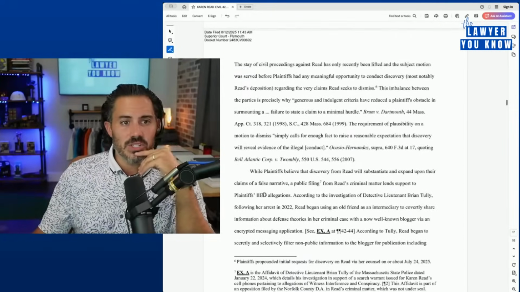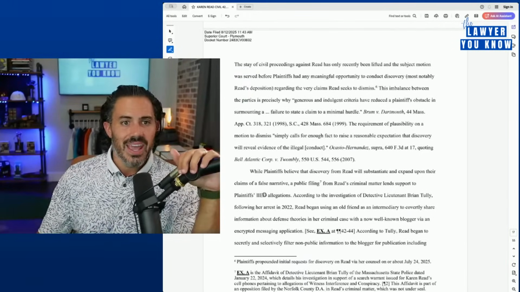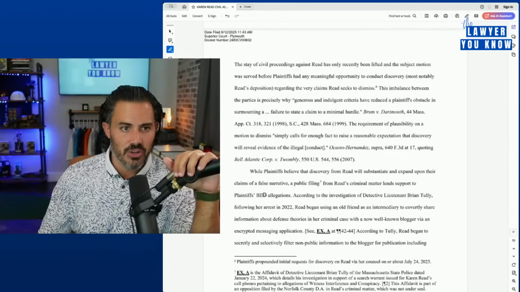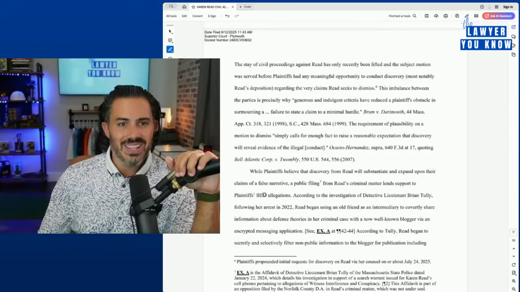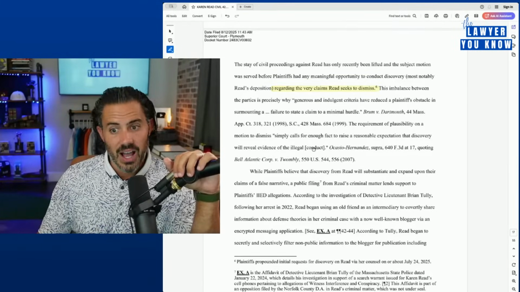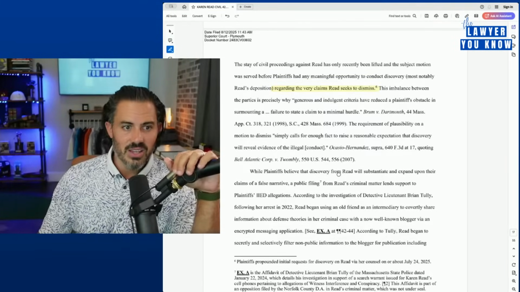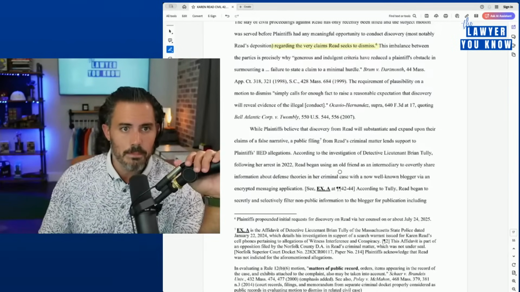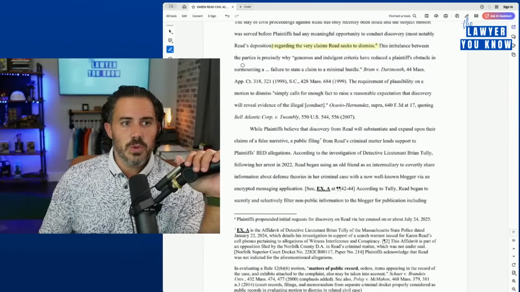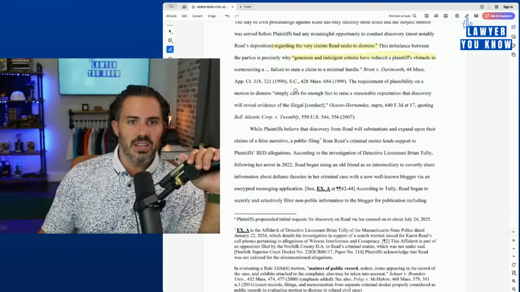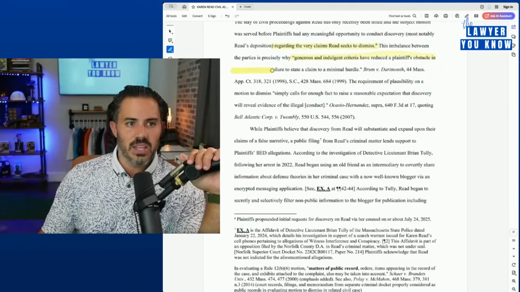The stay of civil proceedings against Reed has only recently been lifted, and the subject motion was served before plaintiffs had any meaningful opportunity to conduct discovery regarding the very claims Reed seeks to dismiss. So there's nothing that says you can't file a motion to dismiss until all discovery is done, obviously. So this is, again, a losing argument for them. There's some that I agree with, but that's not one of them. The imbalance between the parties is precisely why generous and indulgent criteria have reduced a plaintiff's obstacle in surmounting a failure to state a claim to a minimal hurdle.